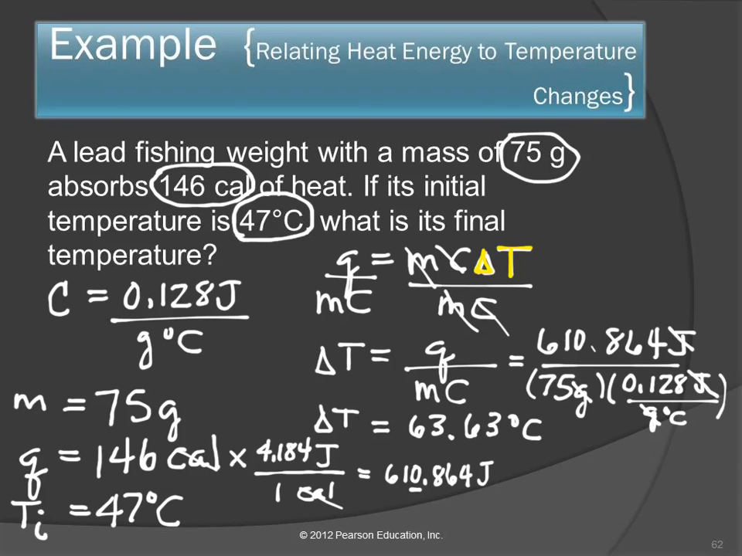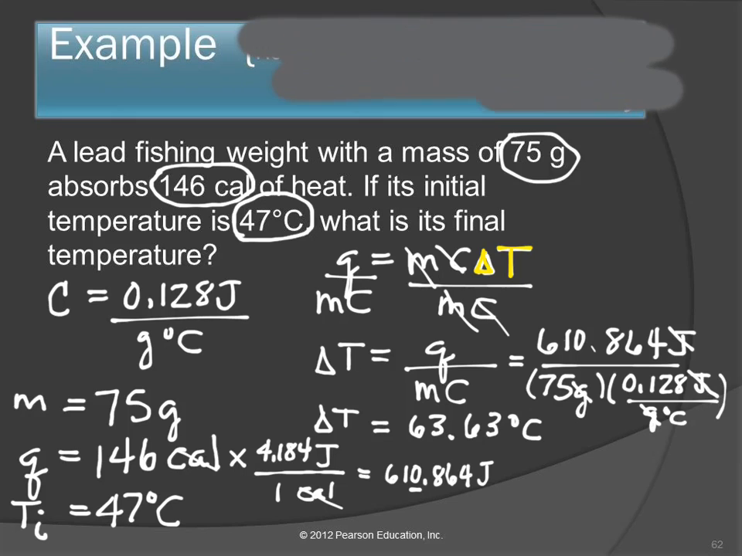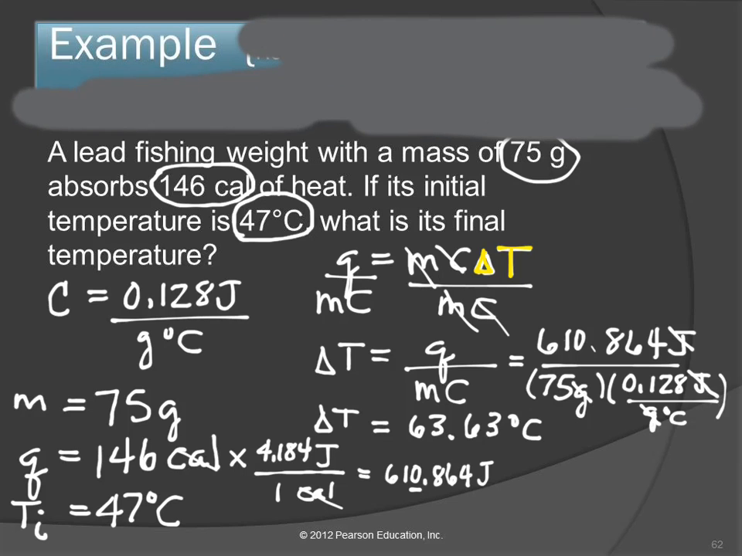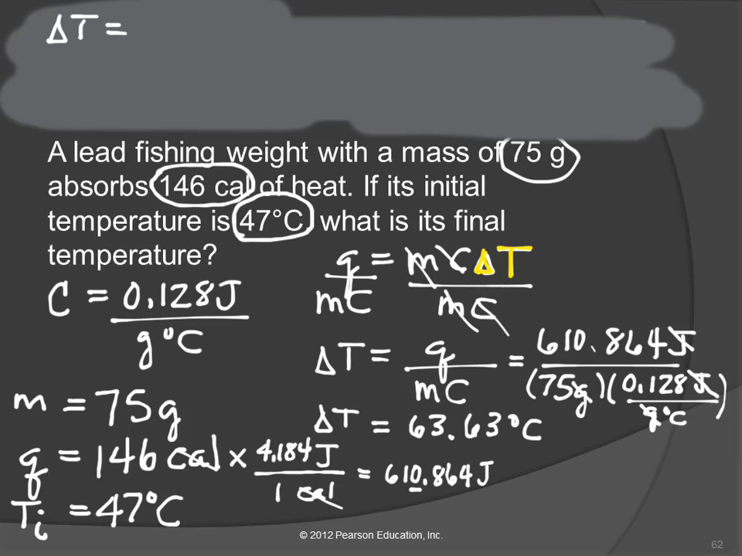I need some space, so I'm going to create some up here. Because we're not done yet, are we? We found delta T. Delta T is the final temperature minus the initial temperature. And we're trying to find the final temperature.